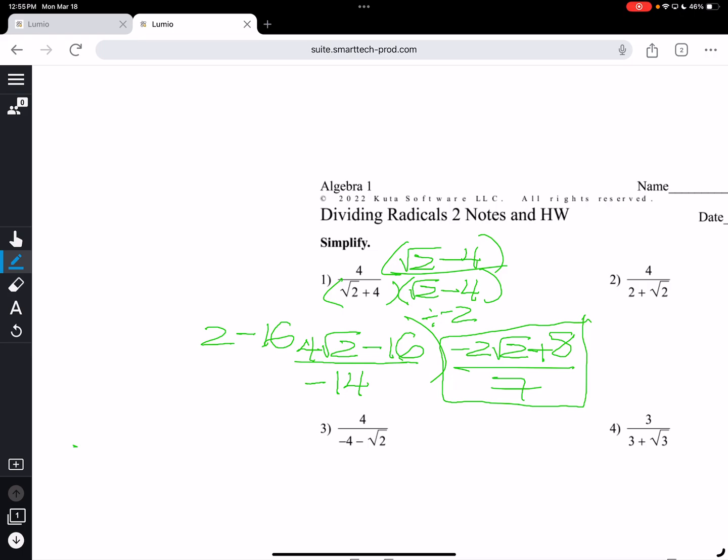She divided everything by 2. I understand what you did. Okay, and then you simplify. Yeah, that's simplified. All right, this is number 5. You do 5.